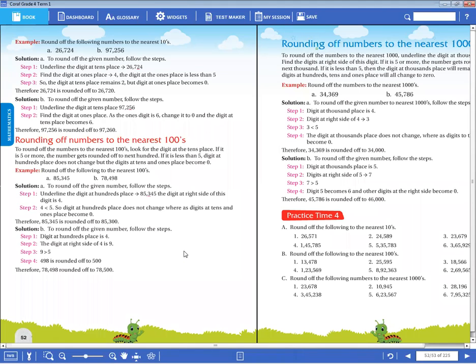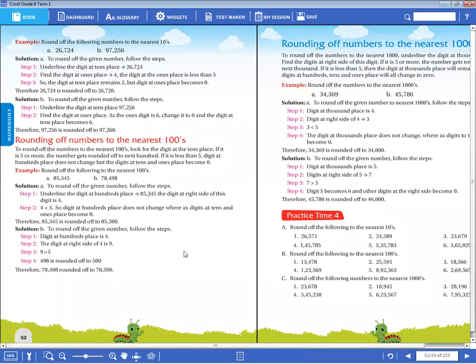So listen, dear children, when you are finding the nearest tens, you have to check the ones place. In the ones place, if the digit is smaller than 5, that is, less than 5, then we have to take that tens only. What is the tens in that number? 34, 30. So we have to take 30 only.